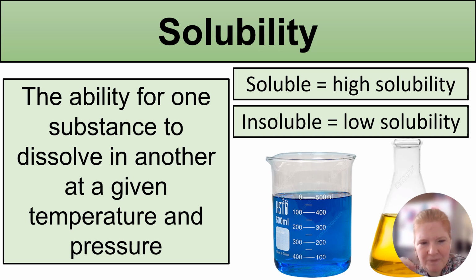But there's a little note. It's got to be at a specific temperature and pressure, because if you change that, breaking the rules, okay? Things change. So if you say something is soluble, like salt is soluble in water, you mean that it dissolves. It has a high solubility. If you say that something is insoluble, that means it doesn't really dissolve and it has a low solubility. Okay, so like if you mix oil and water, it's a low solubility, so we say it's insoluble.